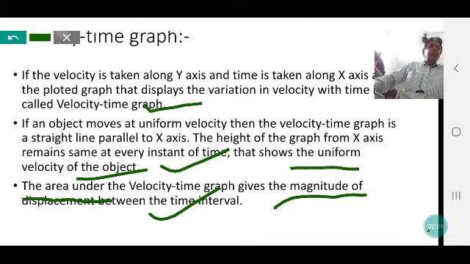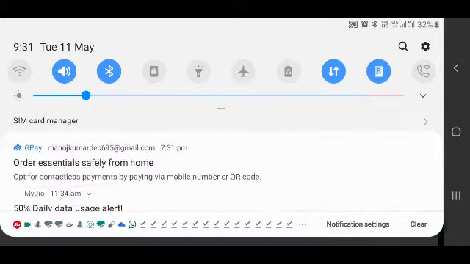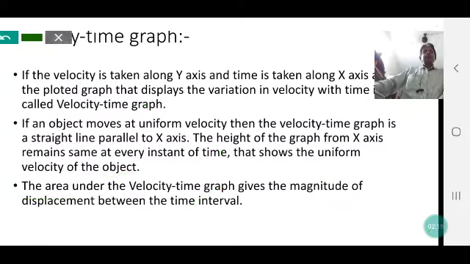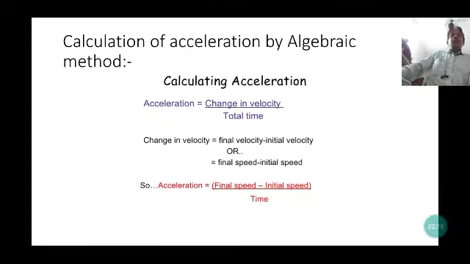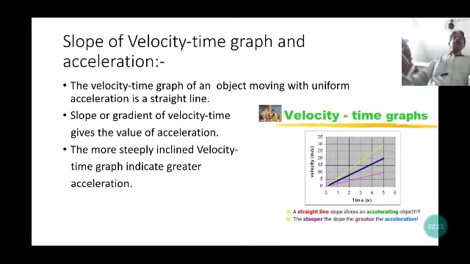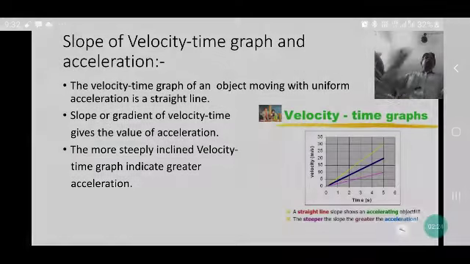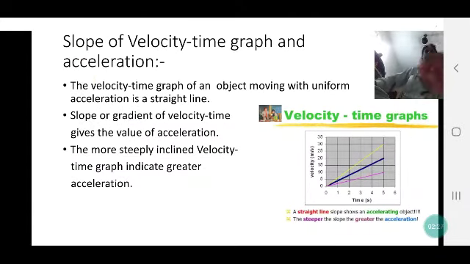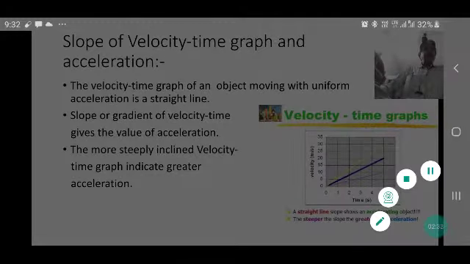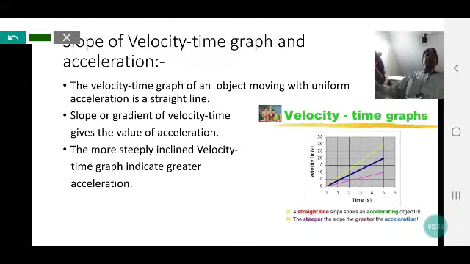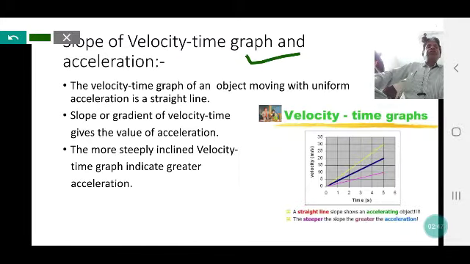Now, we first discuss what is the slope of the velocity time graph. In the last video we discussed that the slope of the distance time graph gives the value of speed. Now, which physical quantity do we get from the slope of the velocity time graph? The slope of the velocity time graph gives the value of acceleration, which will be studied.